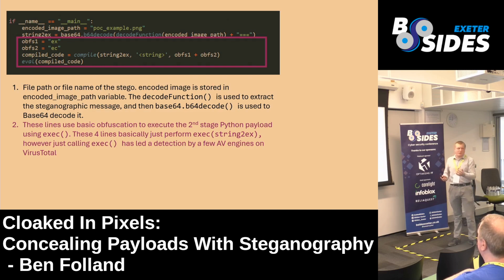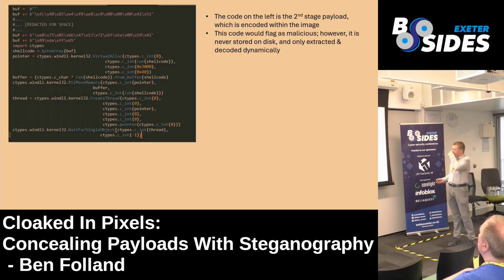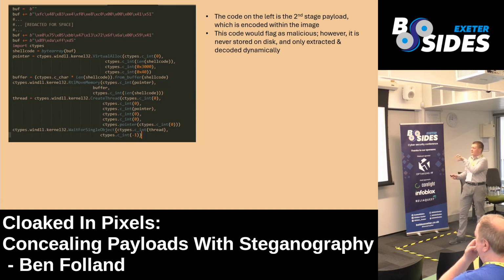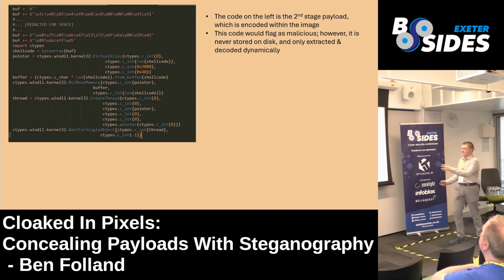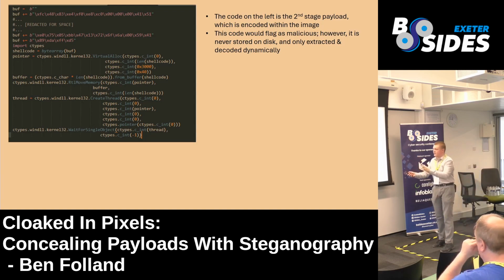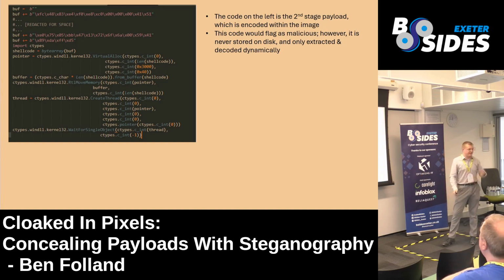And let's have a look at what that second stage payload is, and break it down. So this is what the variable would contain upon execution. This is the second stage payload, which is encoded within the image. This would flag as malicious. If you save this in a text file or a Python file, .py, and put it on your disk, Defender would kill it.